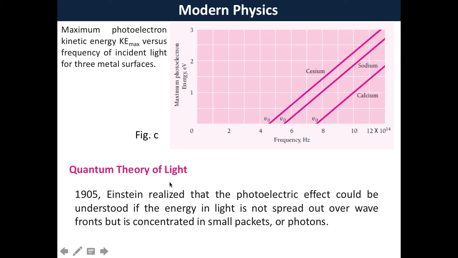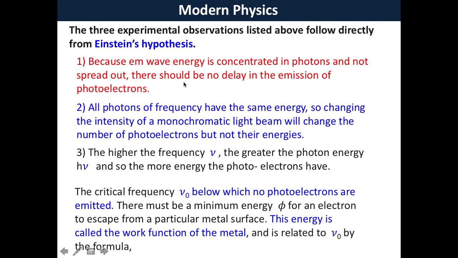What did Einstein explain? Einstein said the photoelectric effect could be understood if the energy in light is not spread out over the wavefront, but is concentrated in small packets. Those packets are called photons. Here Einstein gives a very simple explanation of these three problems. The first one: because electromagnetic wave energy is concentrated in photons and not spread out, there should be no delay in the emission of the photoelectrons.